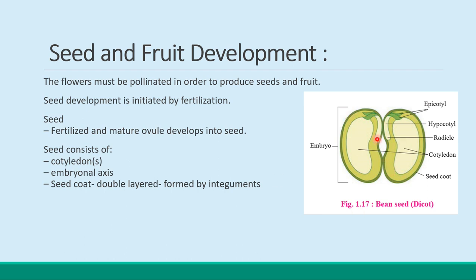As the seed matures, its water content is reduced to 10 to 15% by mass, and the seed becomes relatively dry. The seed may enter a state of inactivity that is called dormancy. Later on I will tell you what seed dormancy is. The seed germinates only when favorable conditions are available.